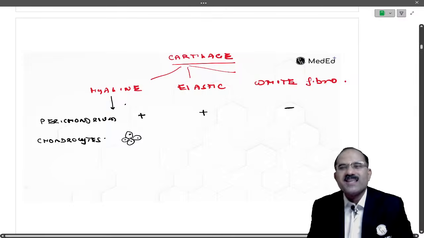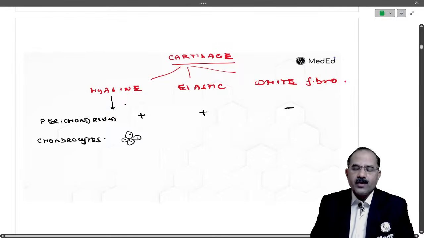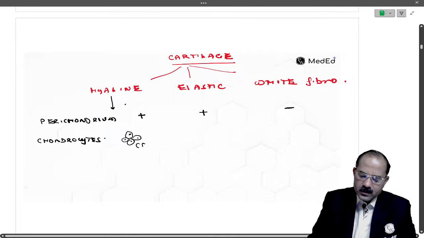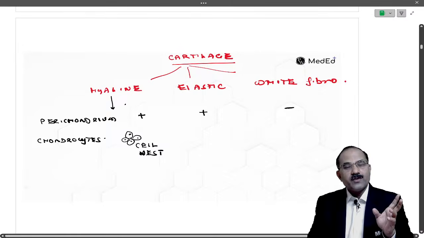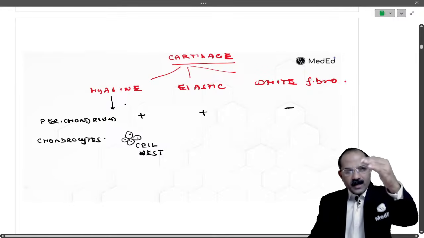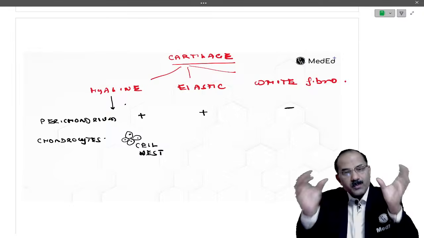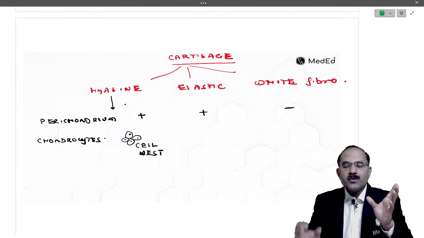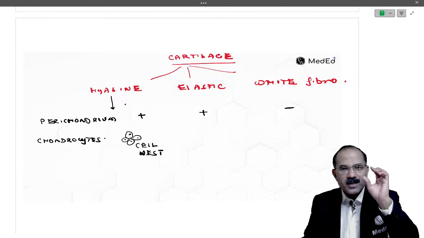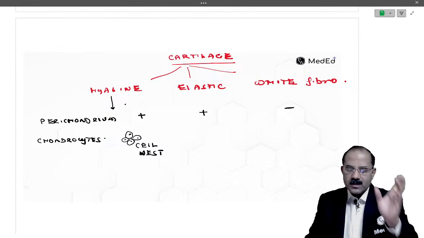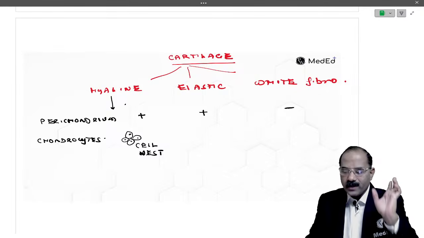What do you call this? Anyone? What do you call this? This is what we call the cell nest. Cell nest. Just remember this. In hyaline cartilage, if I'm seeing, I find the perichondrium, and as I come inside the slide, I find chondrocytes in a group. And what do you call this group? Cell nest. This is in a group. So this cell nest is a characteristic of hyaline cartilage.